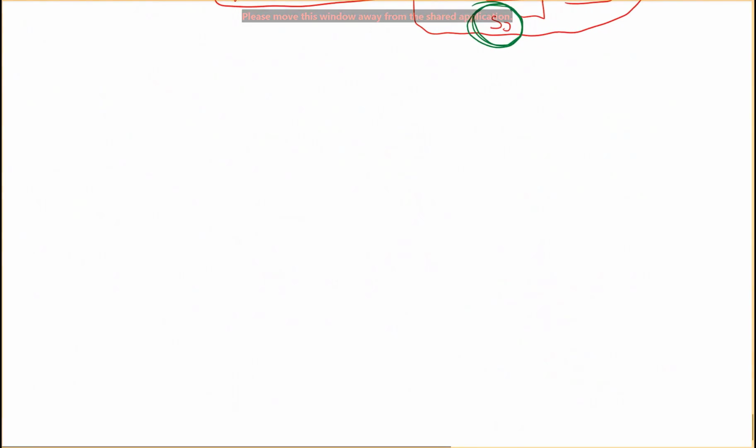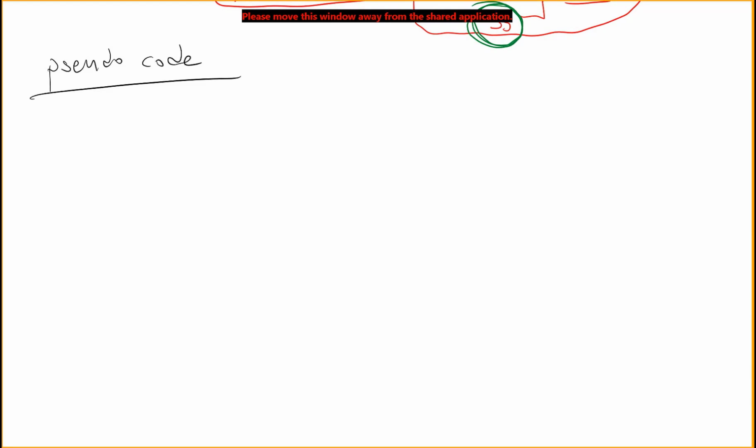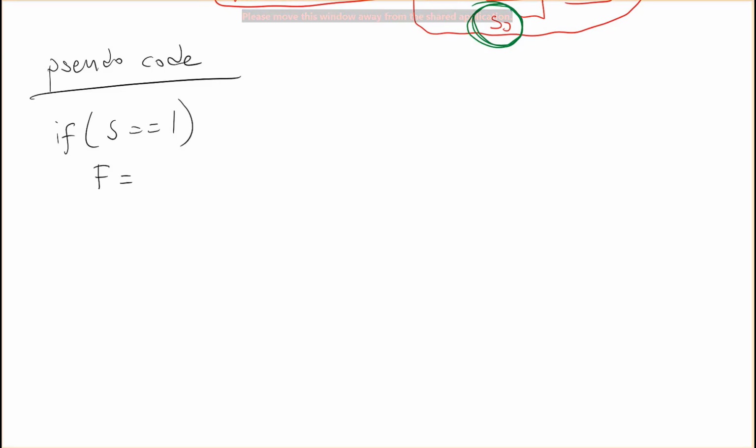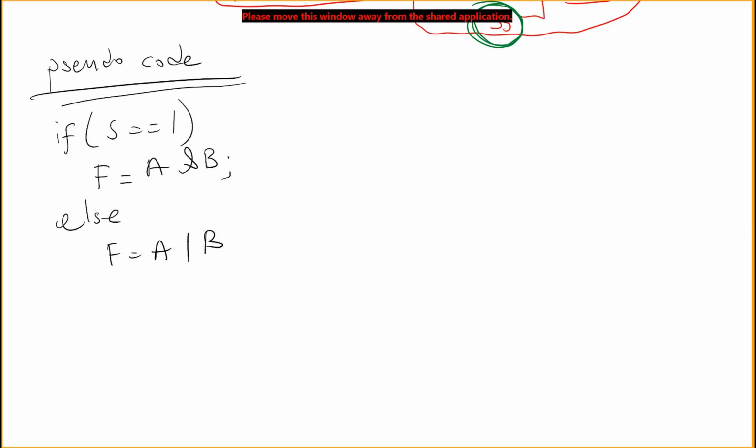So let's do a real life example. Let's say I would like to implement something like this. I will just write the pseudocode, which means I'm just describing what I am trying to do. I will say if S is equal to 1, then f is a and b, else f is equal to a or b. Okay, so this is what I am trying to do.